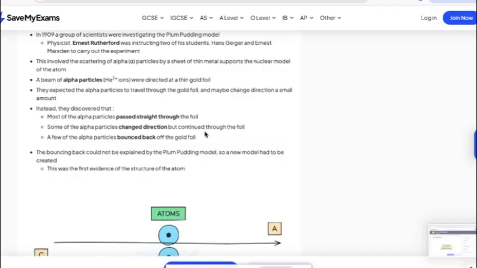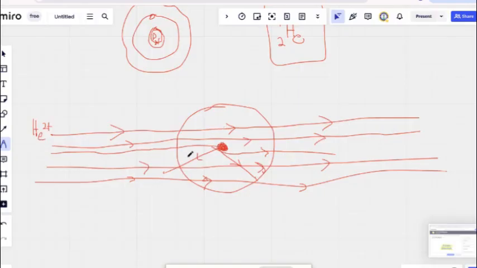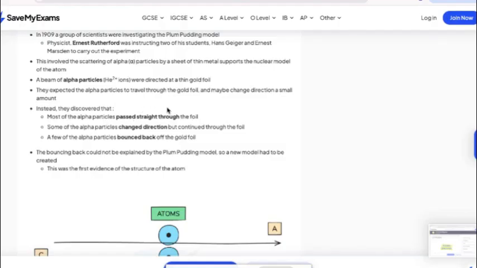They started to write down all their observations. Some of the alpha particles changed direction but continued through the foil. Then a few of the alpha particles bounced back off the gold foil, like this one that bounced back, going back. So these 3 observations they made: most of them passed through, some of them changed direction, and a few of them bounced back.